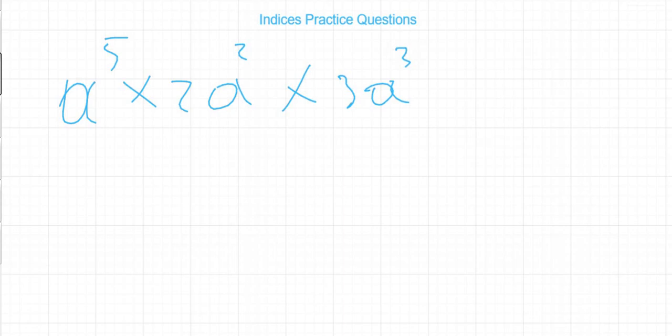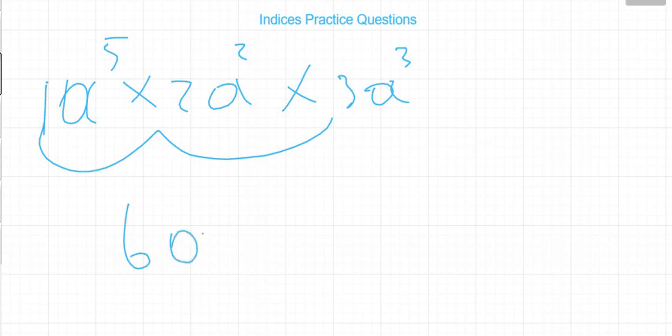Now, since they are all like terms, we could just multiply the coefficients. So we get 6, 1 times 2 times 3 gives us 6, and we just bring back one of the bases, and we just add the powers. So this will give us, I think it will give us 10. Let's look at another question.